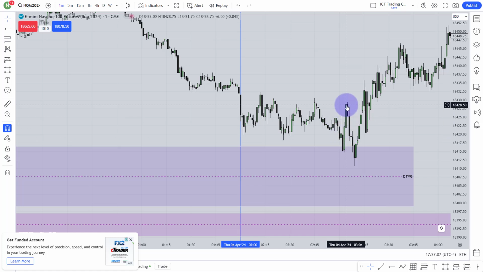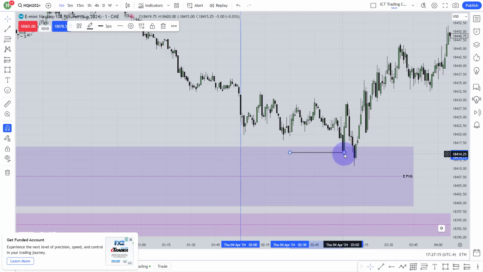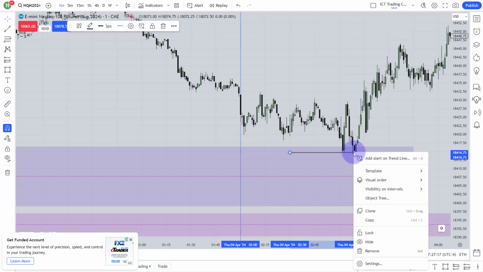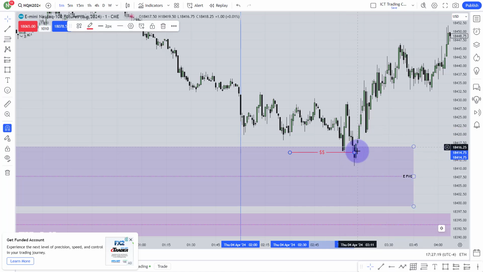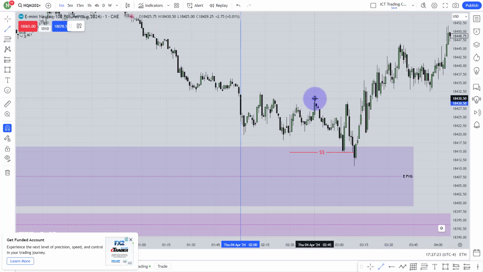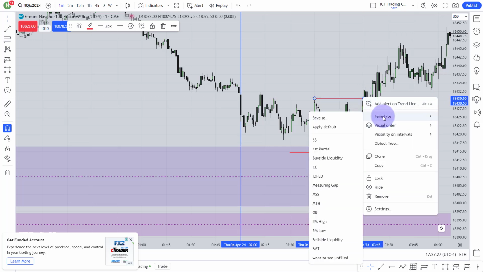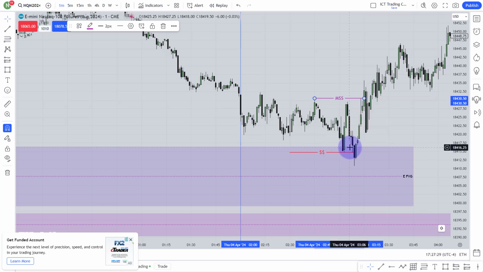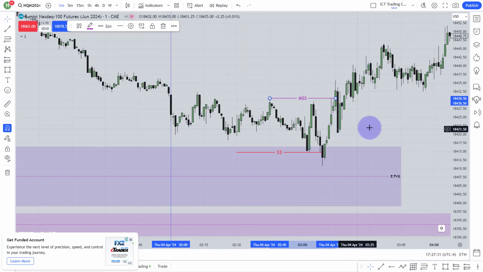So when the market went here, there was no market structure shift. Then the market went lower one more time and took the low. So this is the liquidity taken. The market has taken the liquidity. After taking the liquidity, all I need is a market structure shift. Here I got the market structure shift above there. This is my valid market structure shift. So I got the market structure shift over there. This is a very nice displacement with the fair value gap.